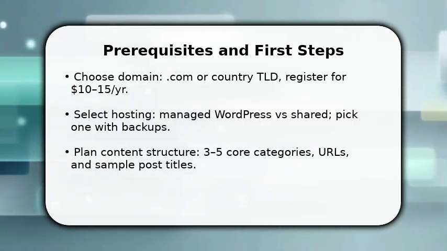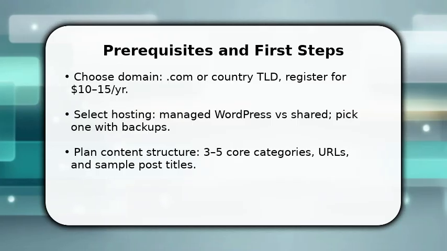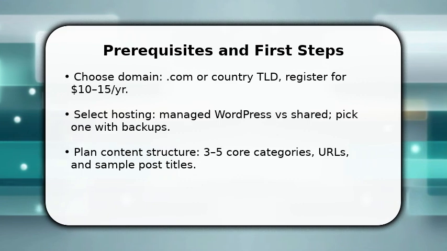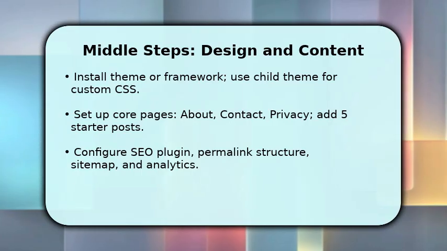Make sure to create a simple content map with 3 to 5 categories so navigation is clear. This guides templates and URLs. Early choices determine speed and maintenance, so choose managed hosting for fewer ops, or a VPS if you want full control.